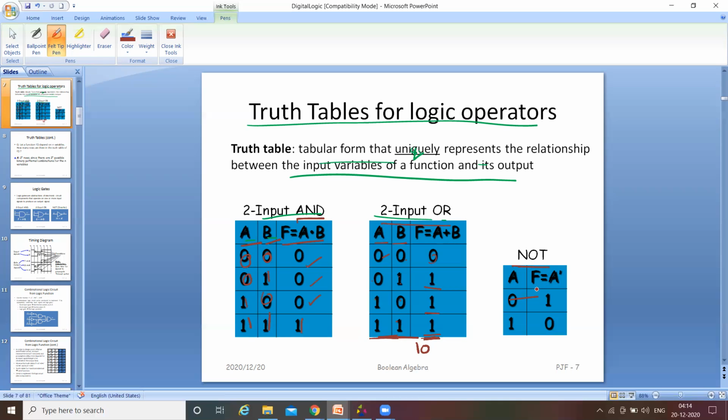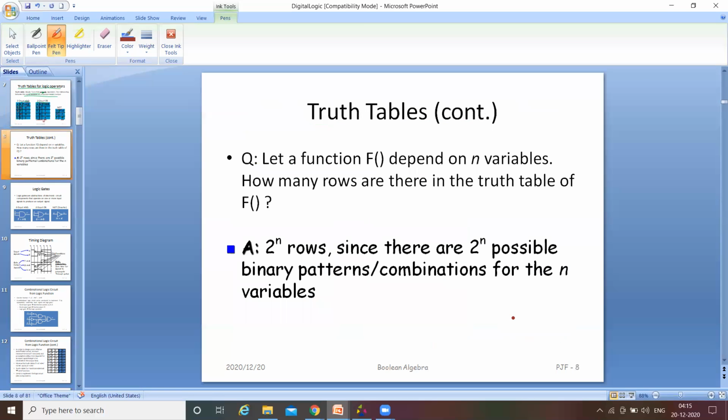A of 1 is 0, and A of 0 is 1. C is a complement function. If the input is 0, the output will become 1. If the input is 1, the output will become 0. Simply.